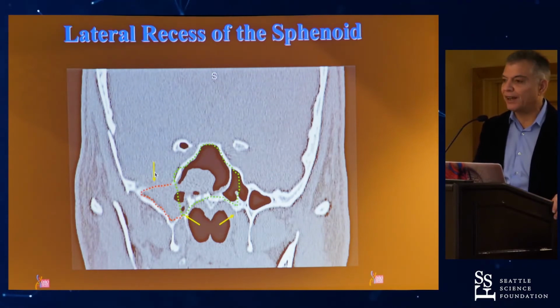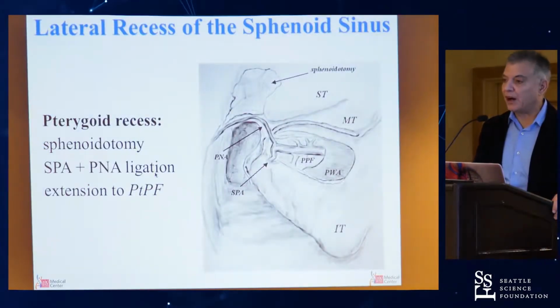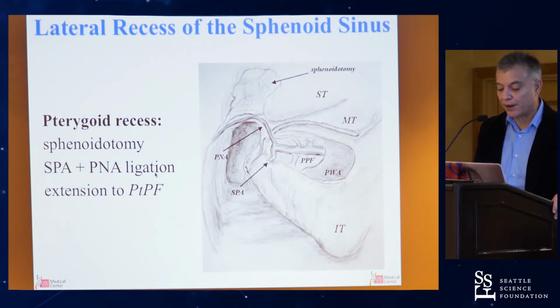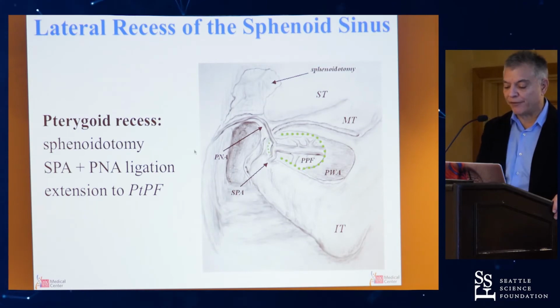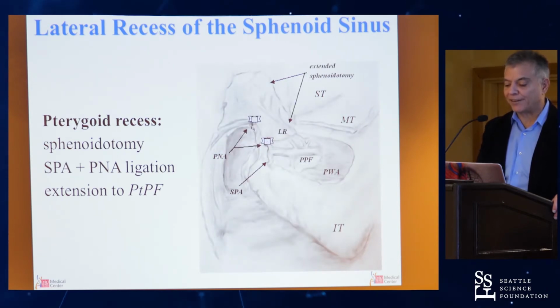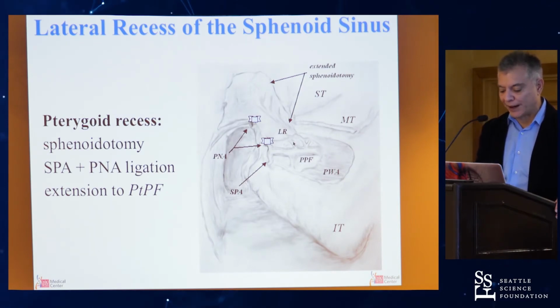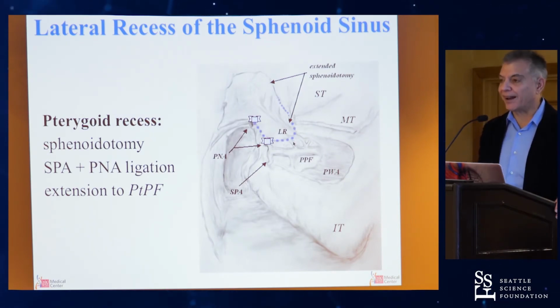Here's a CSF leak in the lateral recess of the sphenoid. How do we get there? We do a sphenoidotomy in the usual way. We do an isoantral window in the usual way. We find the sphenopalatine artery and expose the pterygopalatine fossa. Then you can sacrifice that posterior vessel. That is the same vessel that supplies the flap. And by doing that, you can extend your sphenoidotomy laterally.